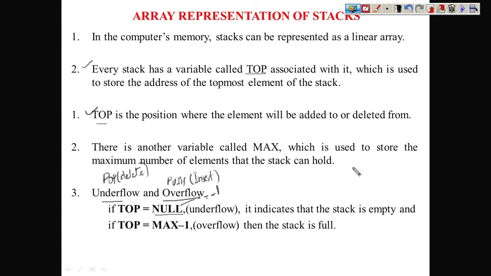It means if I have an array of size 6, I have values from 0 to 5. If my array is of size 6, then it goes from 0 to 5, that is max -1. So if your top is already max -1, that means you have already occupied all the positions, all the space of the stack, and you are not allowed to insert any more elements. So we always check the overflow condition when we do the push operation, and we check underflow when we do the pop operation.